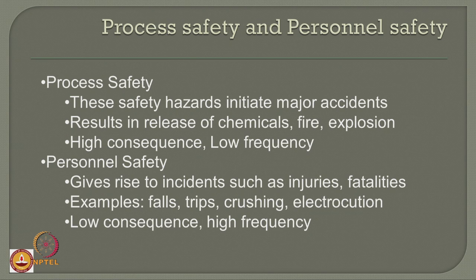Whereas, if you talk about personal safety, this gives rise to incidents such as injuries and fatalities. Examples could be falls, trips, crushing and electrocution. These events are low consequence but high frequency. So, risk is a product of consequence and frequency. Therefore, both of them are important. However, process safety becomes much more important because though the frequency is very low, the interval of occurrence of accidents is very long, the consequences are very severe.